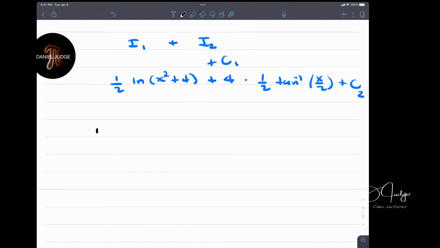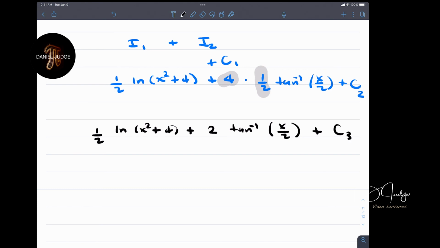Just change the color. 1/2 natural log x squared plus 4. Now, 4 times 1/2 will give you 2. This is, I'm saying, your arithmetic right in here. 4 times 1/2 is 2. Inverse tangent, x over 2. Now, you can say C3 because you added constants C1 and C2. The answer is another constant called C3 if you wanted to be OCD, or you could just say plus a constant.